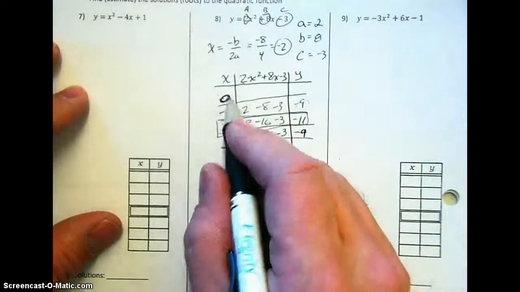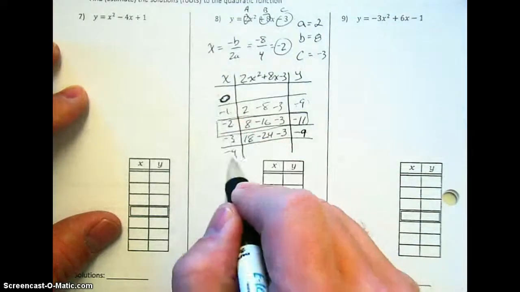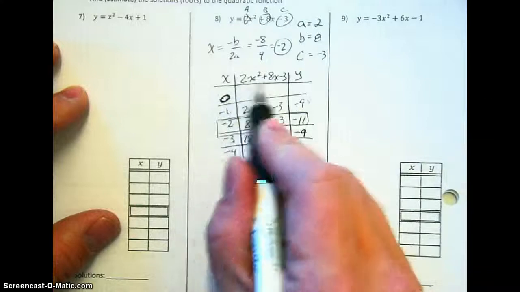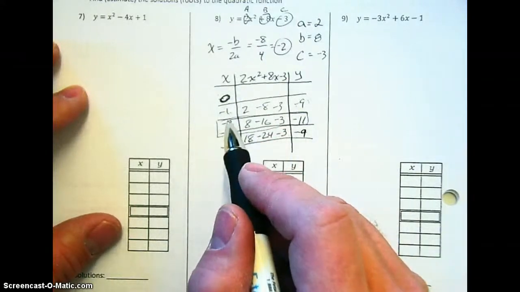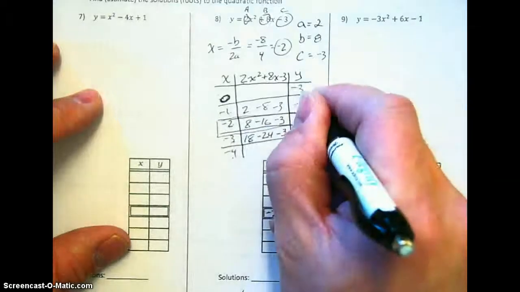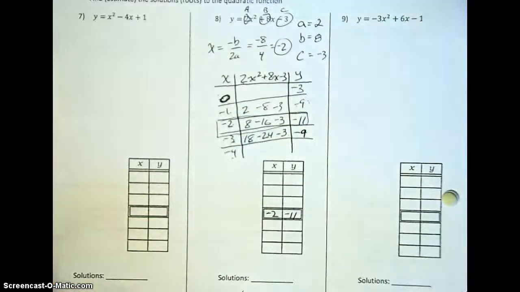How about 0? When I put 0 in, notice I could pick negative 4 or 0. They should give us the same value. When I have 0 in for x, what value does that give me? It does give us negative 3. What's that special name for that point?